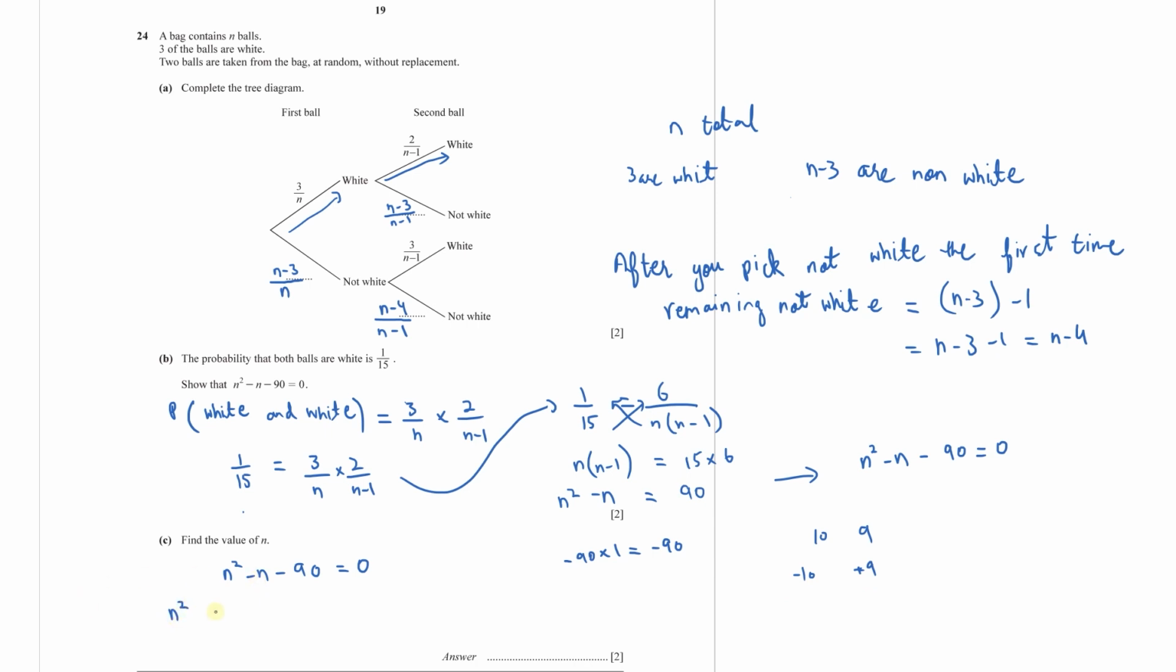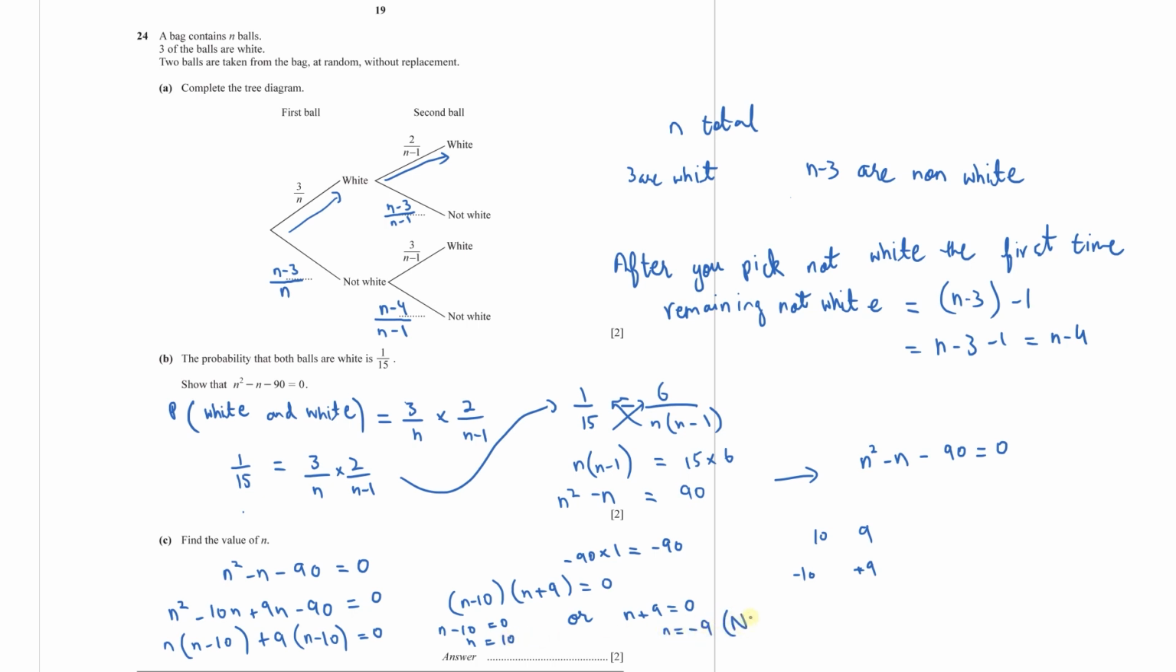So I can write this as n squared minus 10n plus 9n minus 90 equals to 0. And then this becomes n into n minus 10 plus 9. I can take 9 common, and this becomes n minus 10 equals to 0. So this becomes n minus 10 into n plus 9 equals to 0. This gives me n minus 10 equals to 0, or n plus 9 equals to 0. And this gives me n equals to 10, and this gives me n equals to minus 9.